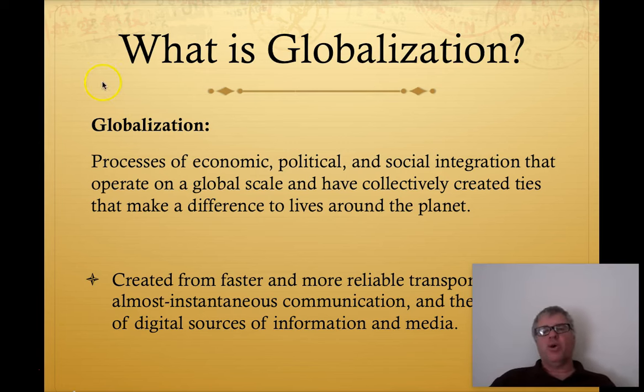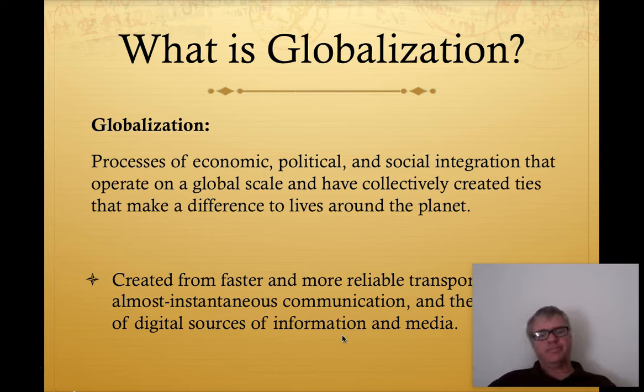All right, so first off, what is globalization? Here's the definition: processes of economic, political, and social integration that operate on a global scale and have collectively created ties that make a difference to lives around the planet. It's created from faster and more reliable transportation, almost instantaneous communication, and the creation of digital sources of information and media like the internet.